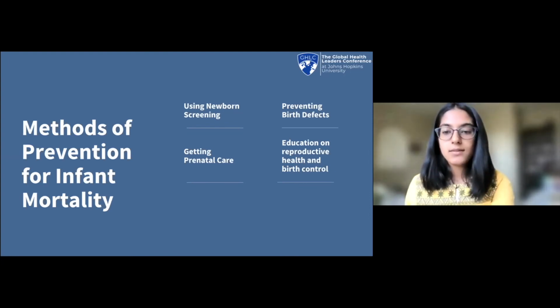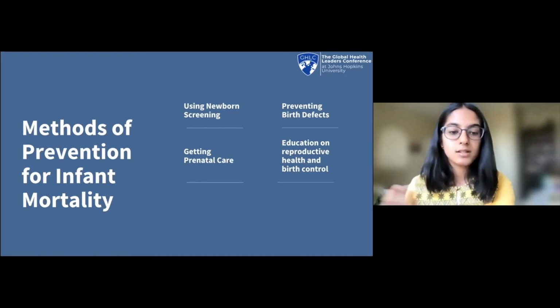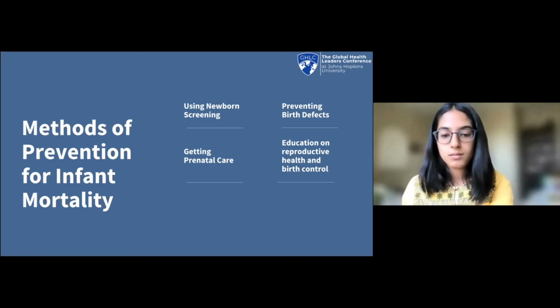And finally, we have education on reproductive health and birth control. Making sure all children past puberty have been educated on reproductive health and methods of contraception is essential to help decrease teen pregnancies. Teen pregnancies have a higher risk for both the baby and the mother, especially since there is a greater chance of preterm birth and pregnancy complications.